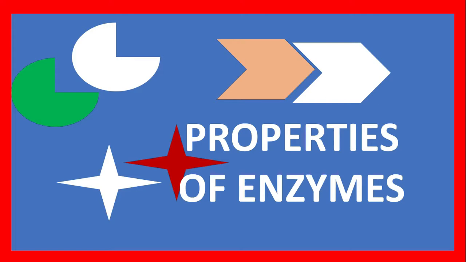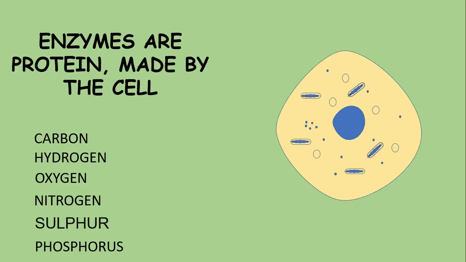In our previous lesson, we looked at what enzymes are. Just a reminder, enzymes are biological catalysts which speed up the rate of a reaction. Important to note is that enzymes are made in the cell, and of course, they are all protein. Here we have the elements that protein is made of: carbon, hydrogen, oxygen, nitrogen, sulfur, and of course phosphorus. And the cell there is just the place where the enzymes are made.